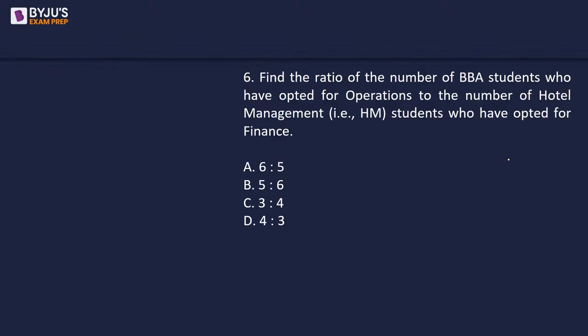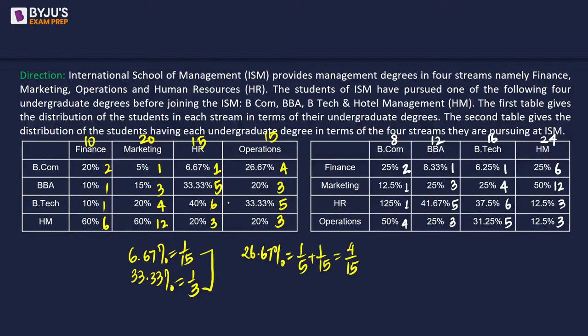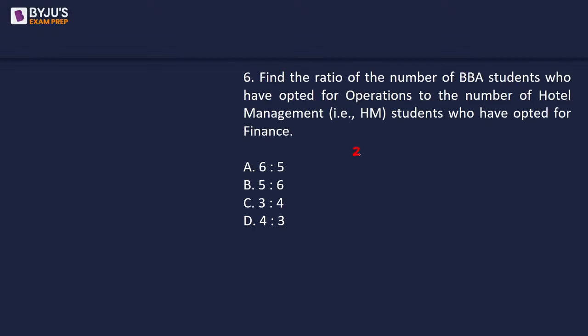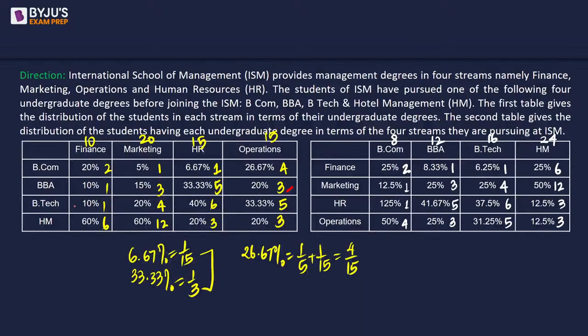Next, find the ratio of number of BBA from operations. So we have got BBA and operations. So we have got 3 people. And hotel management and finance. BBA operations and hotel management finance.